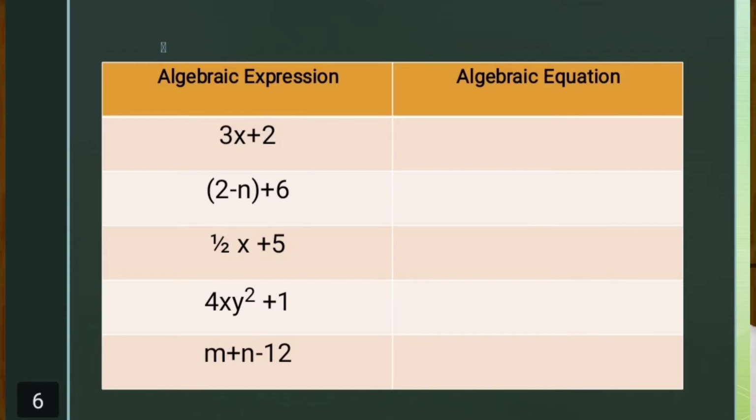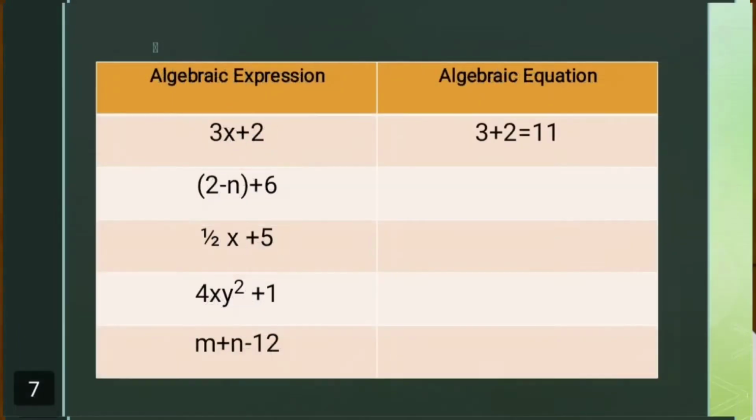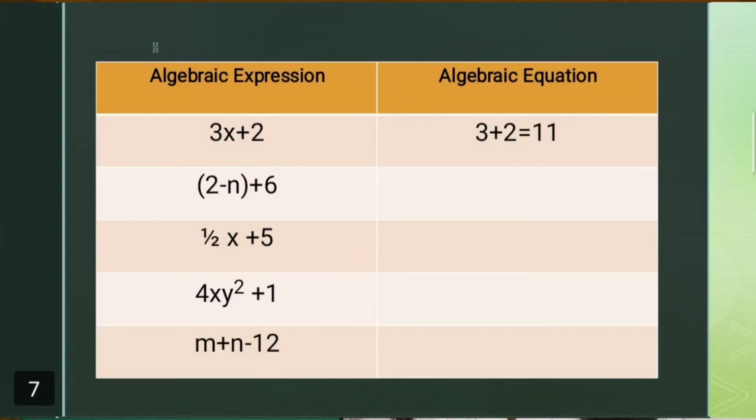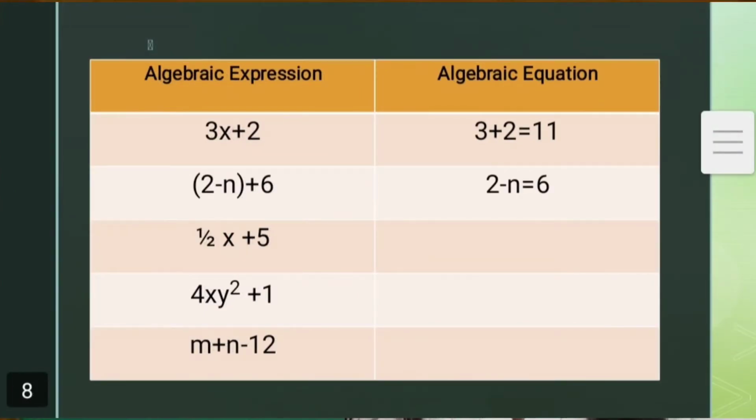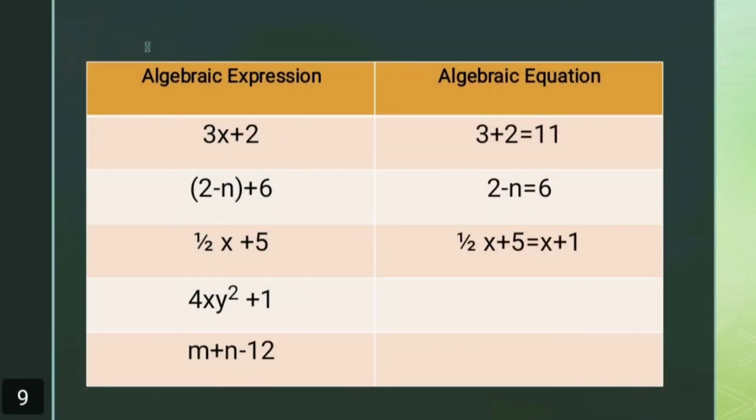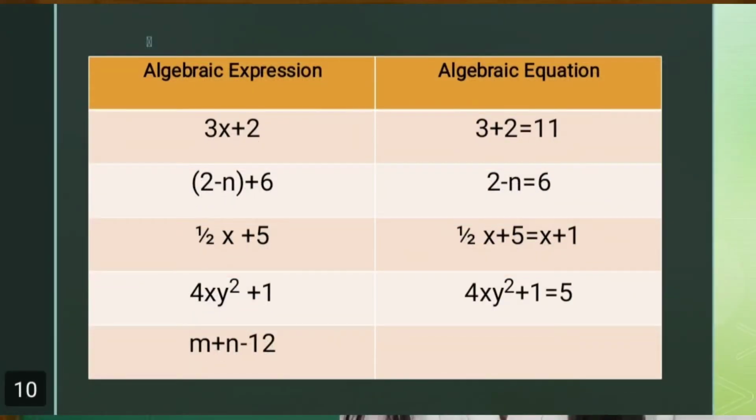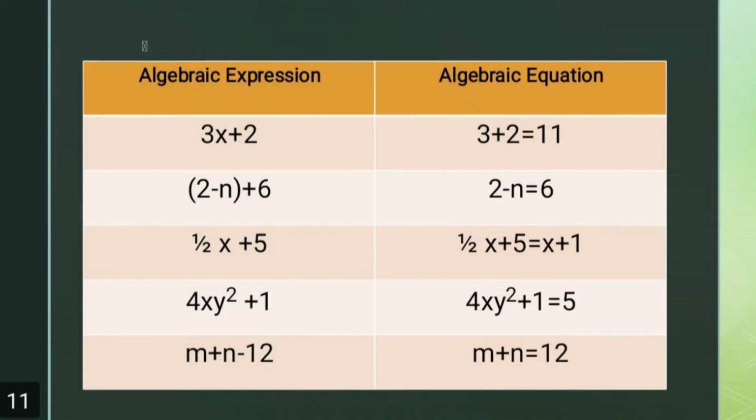On the other hand, here are examples of algebraic equations. We have 3x plus 2 is equal to 11. Another, it's 2 minus n is equal to negative 6. Also, we have 1/2 x plus 5 is equal to x plus 1. Next, we have 4xy raised to 2 plus 1 is equal to 5. And lastly, we have m plus n is equal to 12.